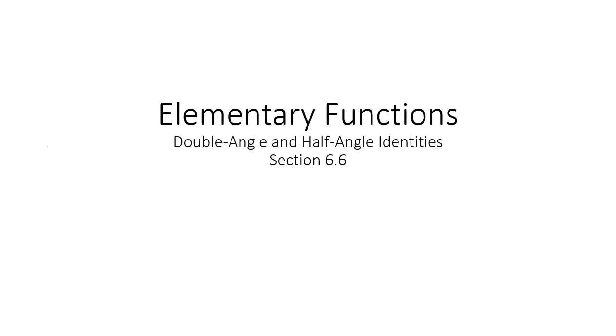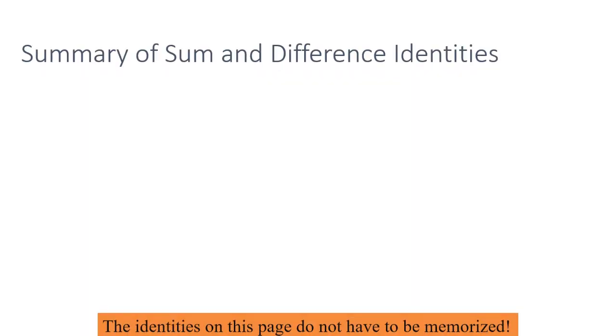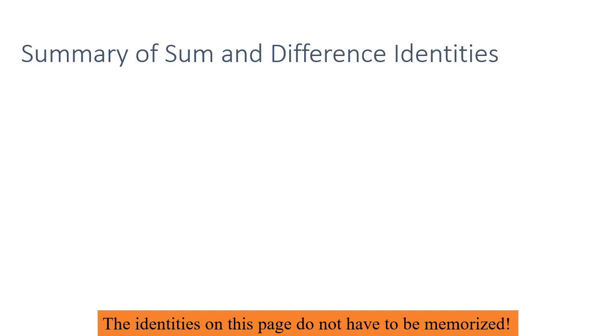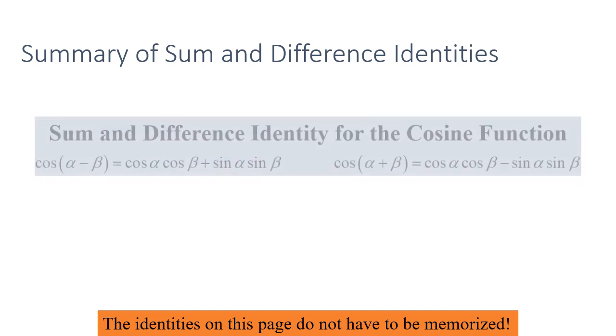This section will cover double angle and half angle identities. So let's start out with the sum and difference identities. And luckily, none of them have to be memorized. You are going to be allowed to use a trig identity sheet for the exam. I will have that posted in D2L in the exam review file, and it will include these.